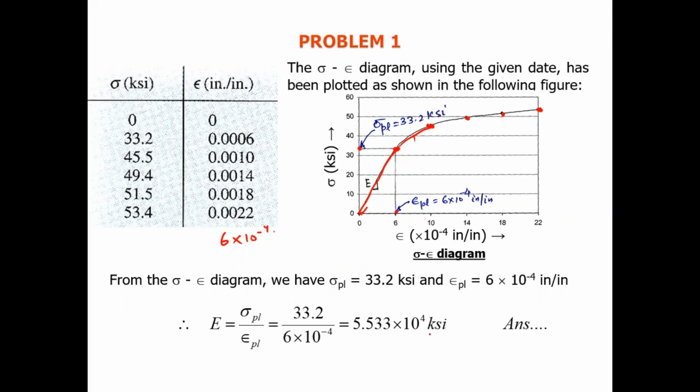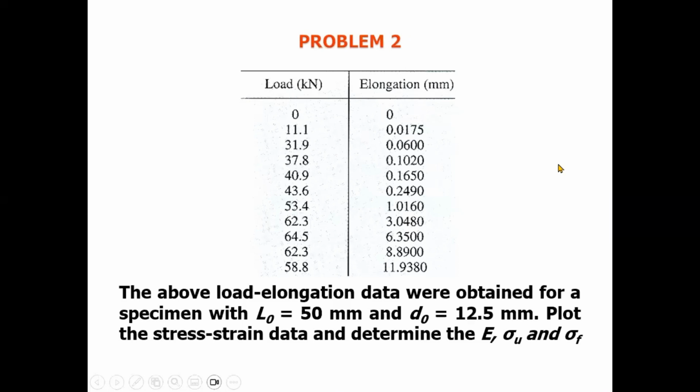The unit of modulus of elasticity is the same as stress because strain has no unit; it is inch over inch, so it is dimensionless. So the unit is KSI, or kips per square inch, for the modulus of elasticity. Now we will start with problem number 2.